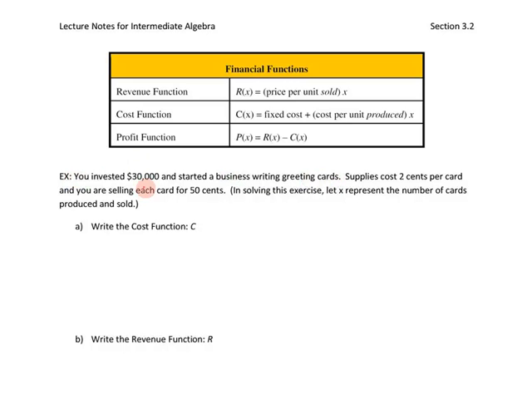You invest $30,000 to start your business. The supplies cost 2 cents per card, and you're selling each card for 50 cents. So in solving this exercise, let's let X represent the number of cards produced and sold. So let's identify our cost function. Right? What is C of X? Remember, it's going to be fixed costs plus cost per unit times X.